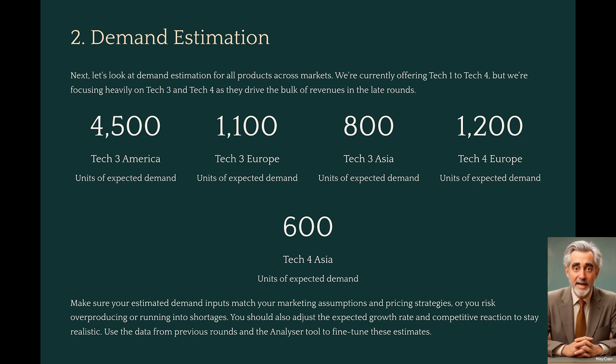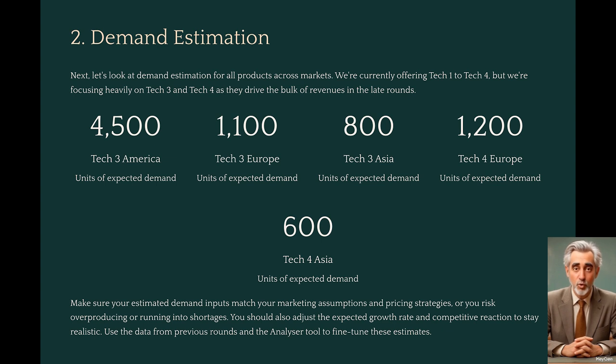Demand estimation. Next, let's look at demand estimation for all products across markets. We're currently offering Tech 1 to Tech 4, but we're focusing heavily on Tech 3 and Tech 4 as they drive the bulk of revenues in the late rounds. For Tech 3, America, 4,500 units. Europe, 1,100 units. Asia, 800 units.